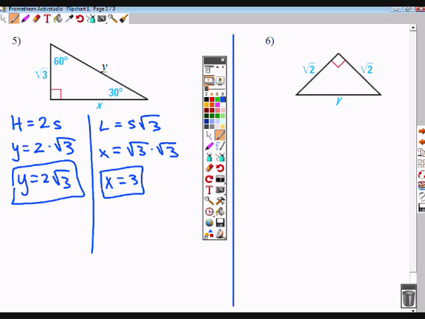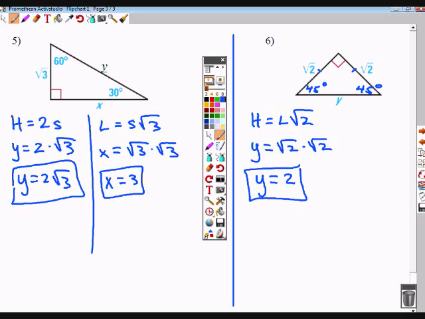Last question. Again, hopefully you've recognized it's 45, 45, 90. It's isosceles. All right, and we're asked to find the hypotenuse. Back to a 45, 45, 90. Hypotenuse equals the leg radical 2. So hypotenuse is defined as y. Leg is radical 2 times the square root of 2 from the formula. And the square root of 2 times the square root of 2 is 2. All right guys, hopefully you did well.